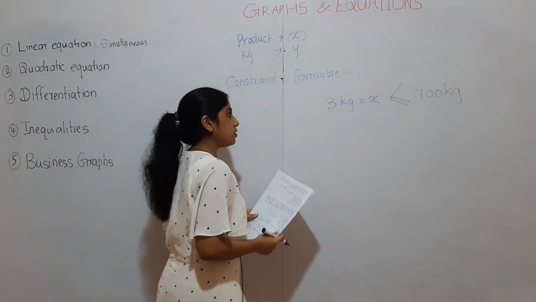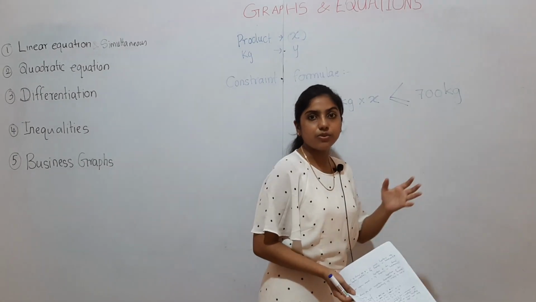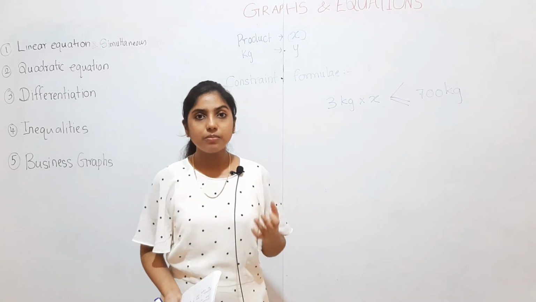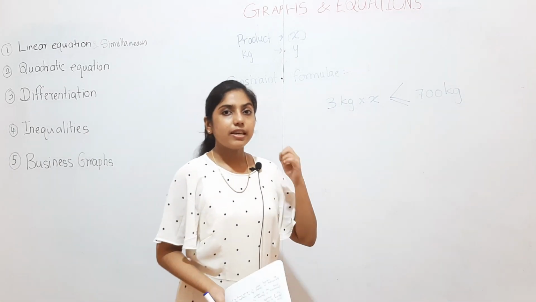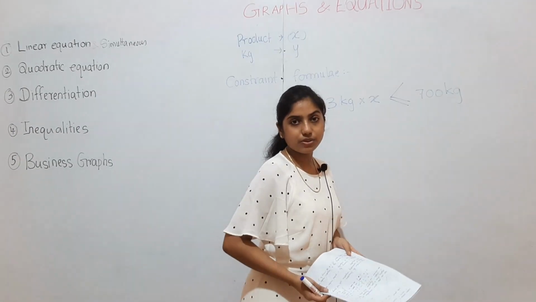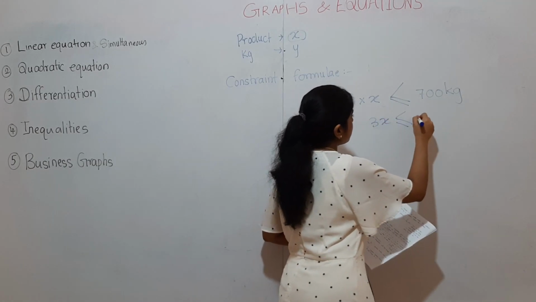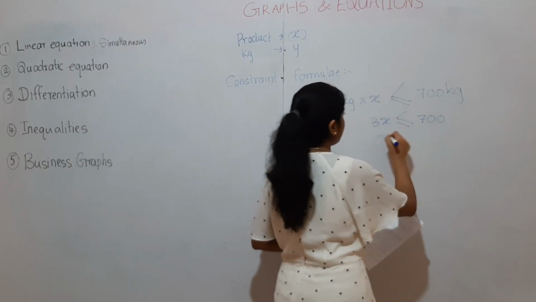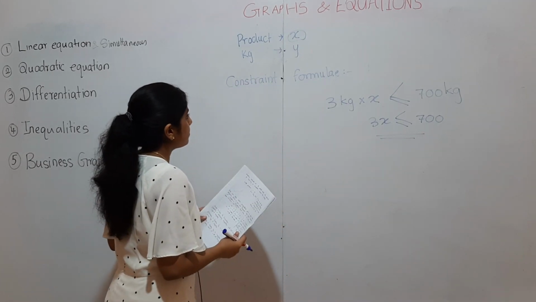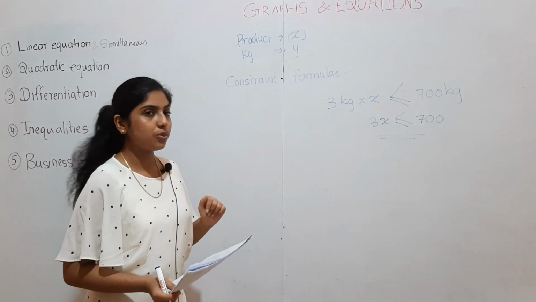Why? Because in the shop, all the shops, maximum we have only 700 kilograms. So the product multiplied by the number of kilograms per product, anyway we can reach maximum only 700 kilograms. So 3x less than or equal to 700 will be the inequality for this scenario. Okay. So you should create inequalities like this.